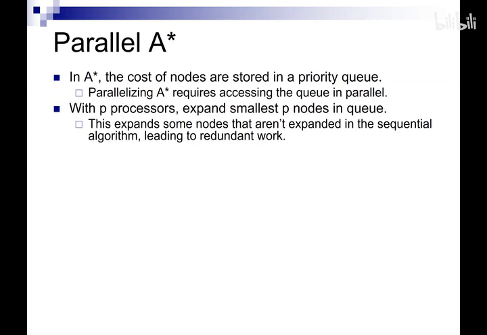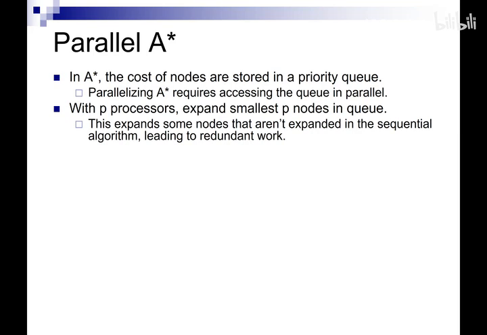When you do this with P processors, there's actually just one minimum value in that queue, right? If all the nodes just try to get that minimum value, they would all be contending on that one minimum value. So instead, since we have P processes, we're going to expand the P smallest values in that queue. This is going to expand a different set of nodes than the sequential algorithm.